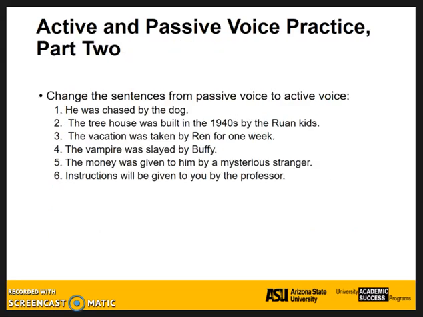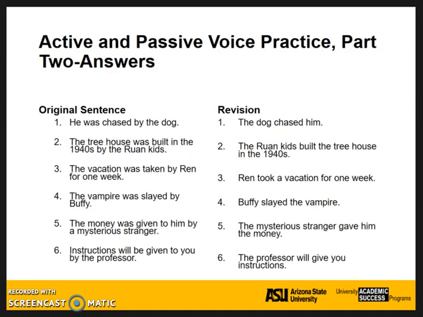On this slide, change the sentences from passive voice to active voice. On this slide, you can see the original sentence on the left and the revision on the right. Sentence 1 should be changed to, the dog chased him. Sentence 2 should be rewritten as, the Rouen kids built the treehouse in the 1940s. Sentence 3 would be, Wren took a vacation for 1 week, in active voice.